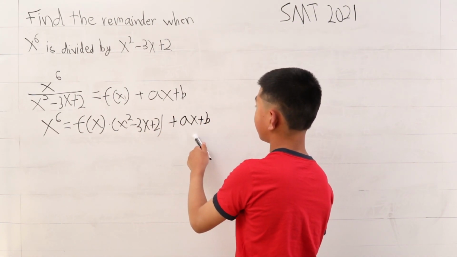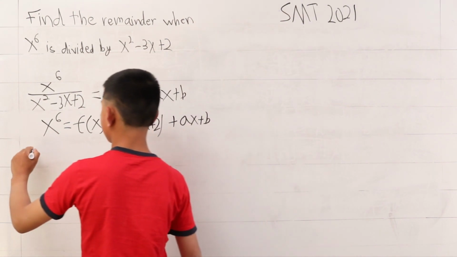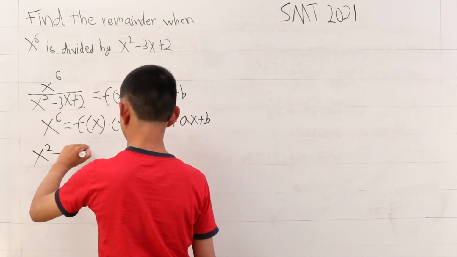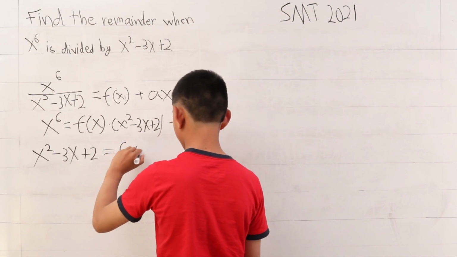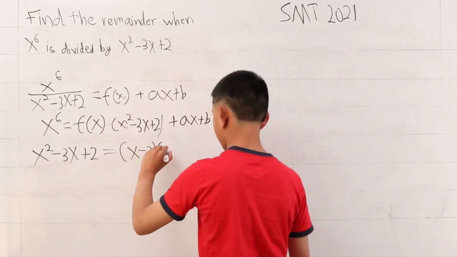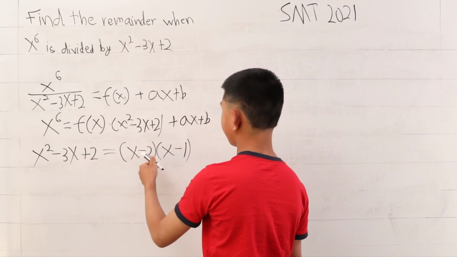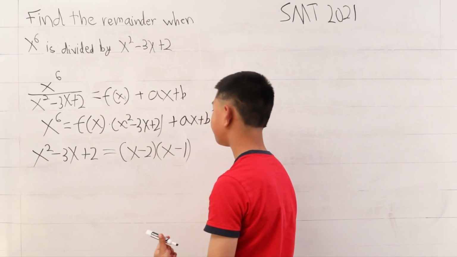Now we can actually factor out x squared minus 3x plus 2. So x squared minus 3x plus 2. By factoring, we can factor it into x minus 2 times x minus 1. Now we can plug these values of x, where it's 2 and 1, into here.